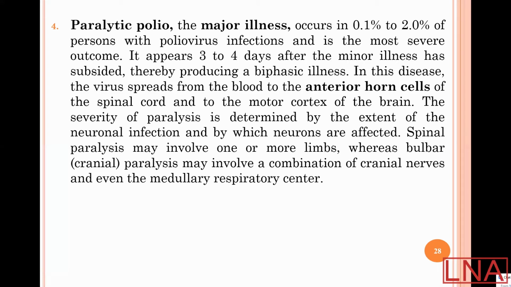Good. So this major illness, as I said, is biphasic. In this disease, the virus spreads from the blood to the anterior horn cells of the spinal cord and to the motor cortex of the brain. The severity of paralysis is determined by the extent of the neuronal infection and by which neurons are affected. Spinal paralysis may involve one or more limbs, whereas bulbar or cranial paralysis may involve a combination of cranial nerves and even the medullary respiratory center. What's the problem here?